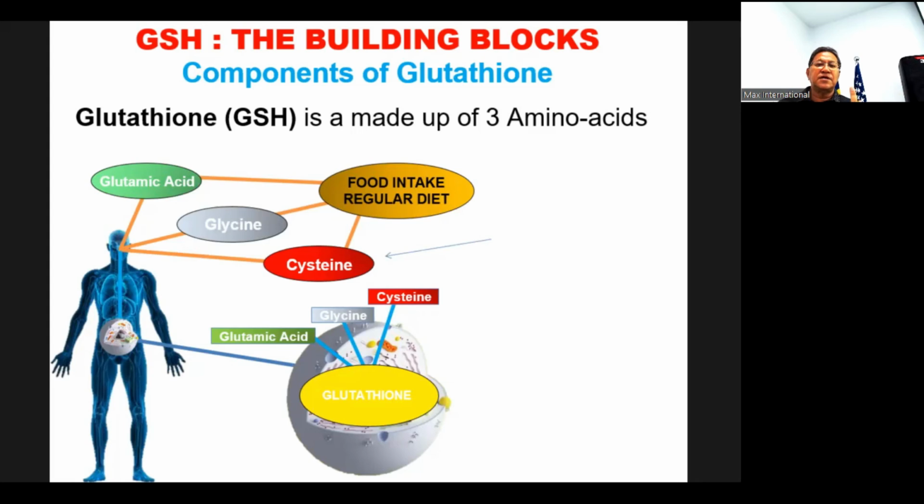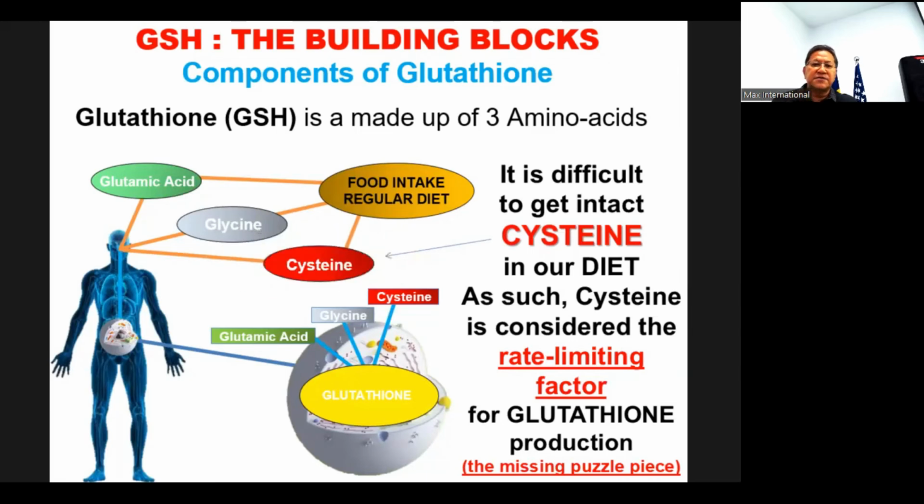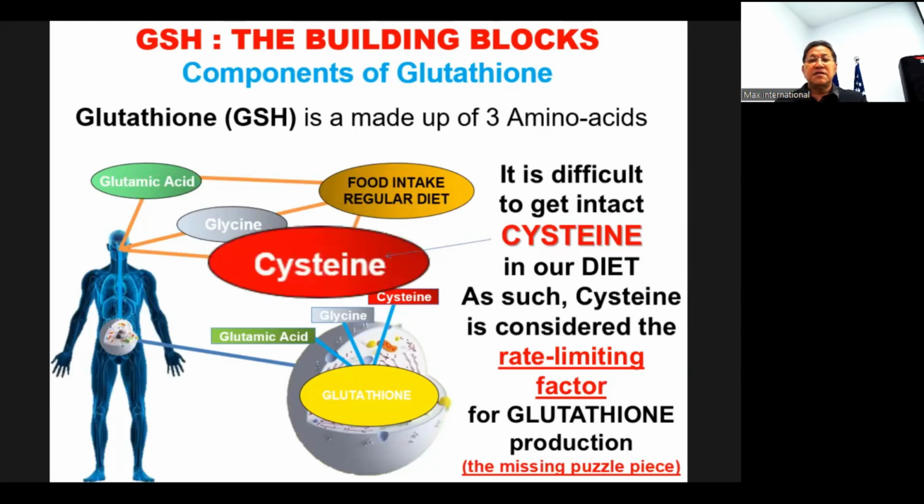But cysteine is what is called the rate limiting precursor, because the amount of cysteine determines the amount of glutathione being produced. The other two are always sufficient, unless your diet is extremely poor. So it is difficult to get intact cysteine in our diet. As such, cysteine is considered the rate limiting factor for glutathione production.